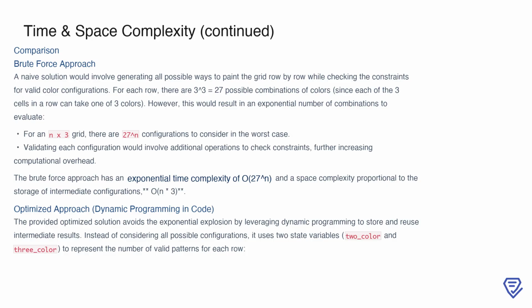In contrast, the dynamic programming solution eliminates redundant computations by only maintaining the counts of valid patterns for the current and previous rows. This reduces the time complexity to O(n), as we process each row exactly once, and the space complexity to O(1), since we only use a fixed number of variables. Notably, the best, average, and worst cases all have the same complexity in this problem because the algorithm processes each row in a uniform manner.